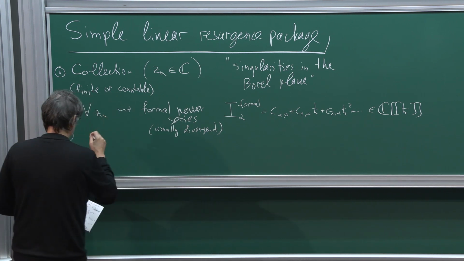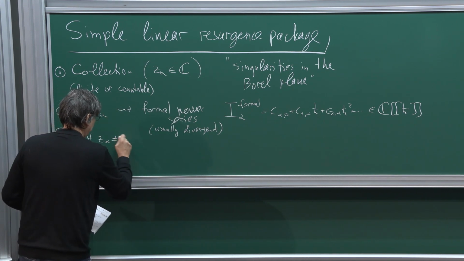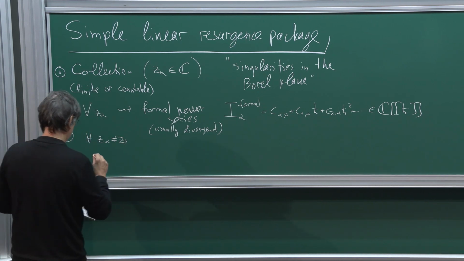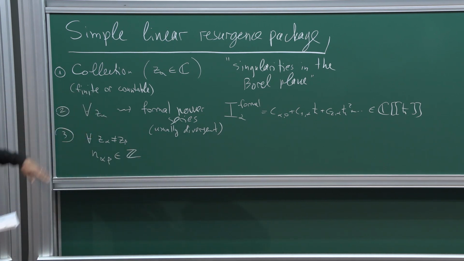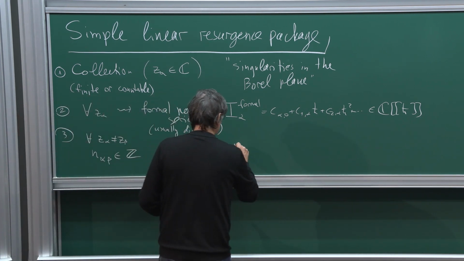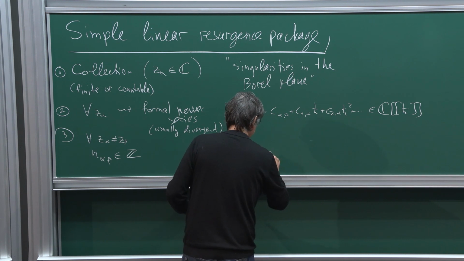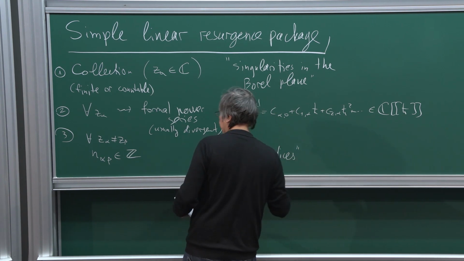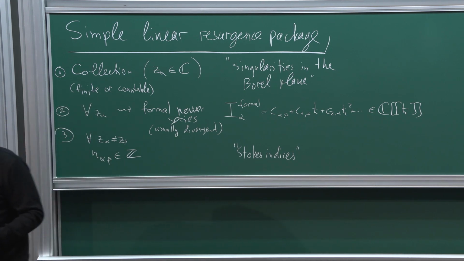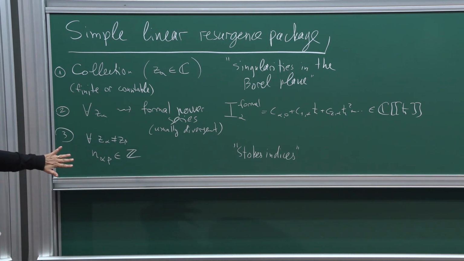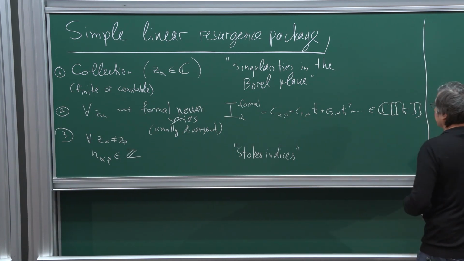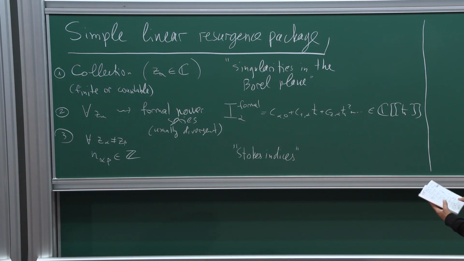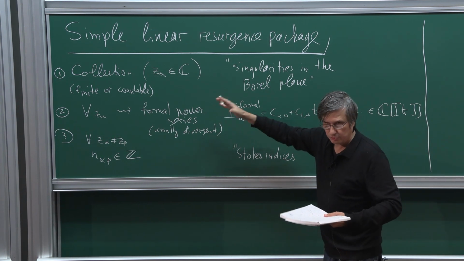And the third thing is a collection of numbers for any pair of distinct points, and these are called Stokes indices. Usually they are integer, and in all examples which you today explain, they are integer. So these things, and then they satisfy some compatibility property. So all things should talk to each other in a certain way.